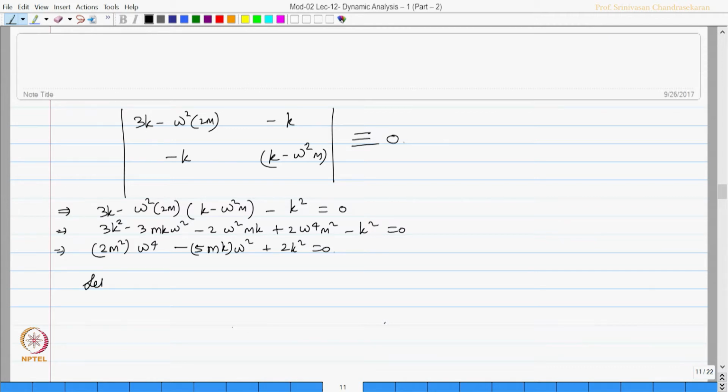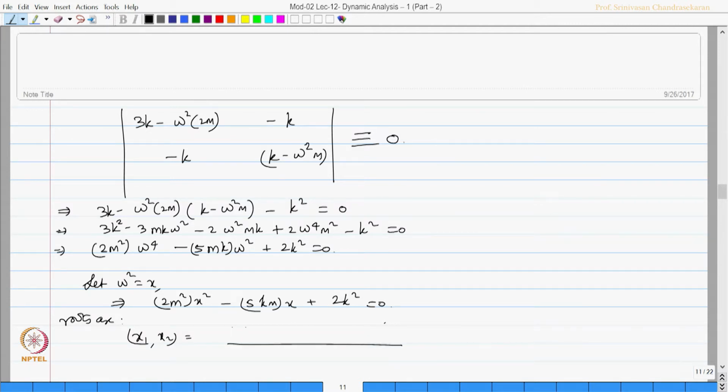Let omega square be x. So, the equation now becomes 2 m square x square minus 5 k m x plus 2 k square is 0. It is a simple quadratic of second order. I can find the roots of this quadratic, which is x 1 and x 2, which will be minus b plus or minus root of b square minus 4 ac whole by 2 a.